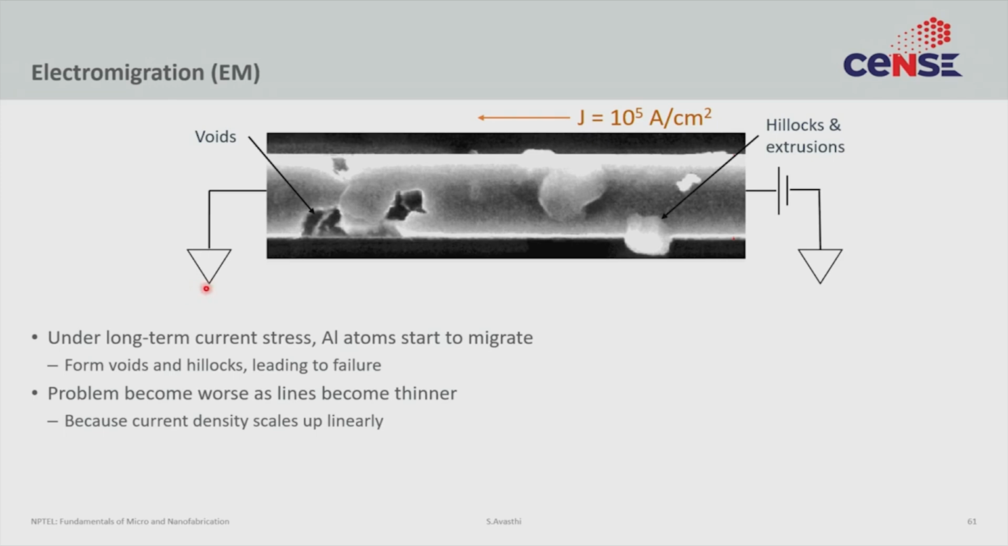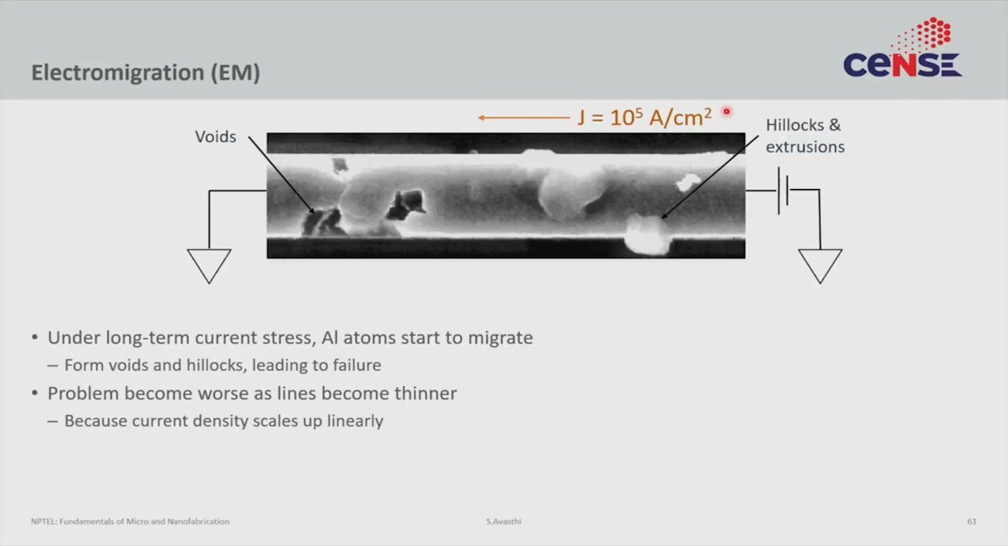Because the dimensions of these metal lines in microfabrication tend to be small, and also metal tends to be very conductive, the current densities can be fairly high. So, in this case assume it is around 10^5 amps per centimeter squared. The density is high, but if you do the calculation for the cross section of an actual metal line, the actual amount of current is maybe 1 amp or so.